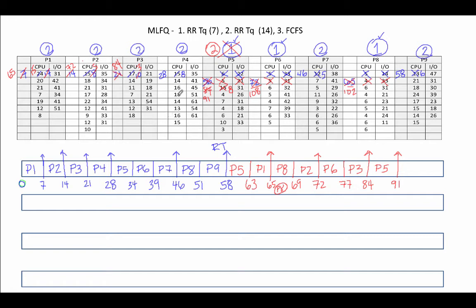P4 has the opportunity to go for 14 time units as a level 2 and remain a level 2, and it only has an 8 time unit CPU burst left, so P4 is going to actually go until time 99, at which time P4 is going to go out to I/O for 35 time units and will come back to the ready queue at time 134.